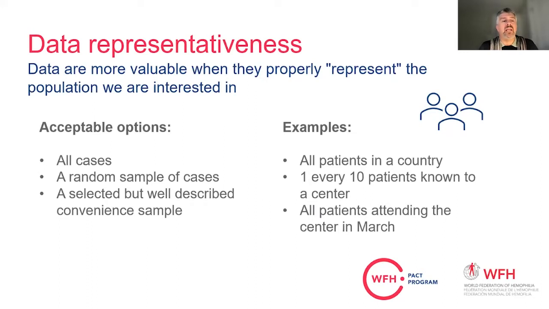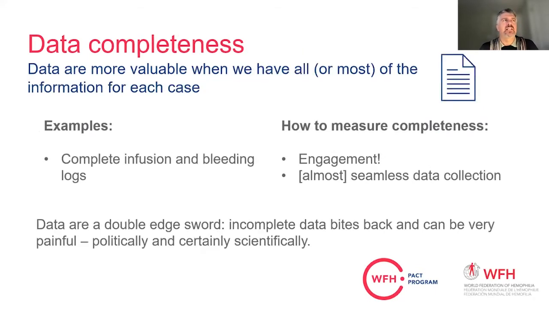Or I may say I can only do this in March, but then I have to be honest and transparent and say I collected every patient who came in March. I collected data from every patient who was in the center and was willing to give their contribution, provided I transparently say so, there is still value. This is representativeness.